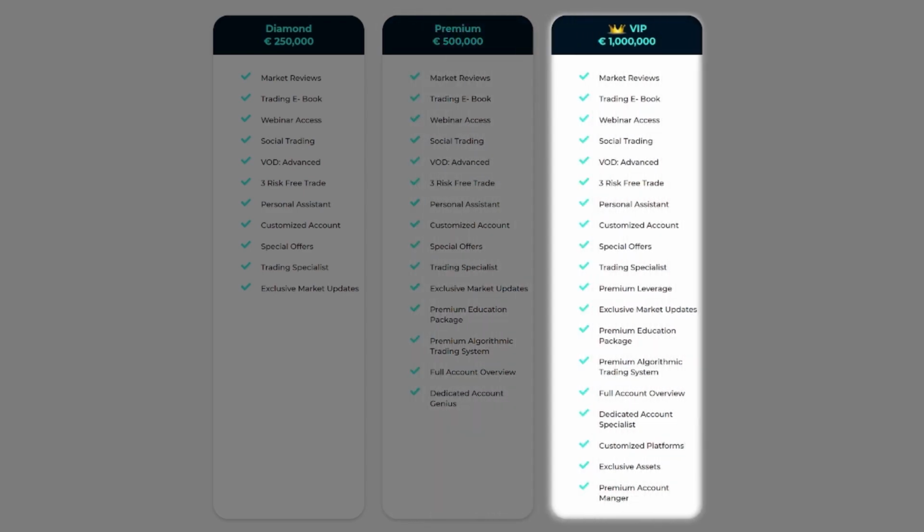The VIP account will have in addition an account manager as well as access to exclusive assets. For this, you will have to deposit at least 1 million euros. Rather interesting accounts that will be especially suitable for professionals.